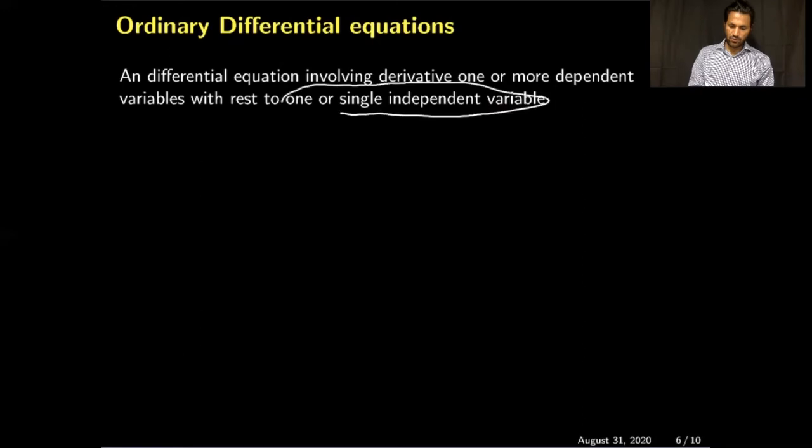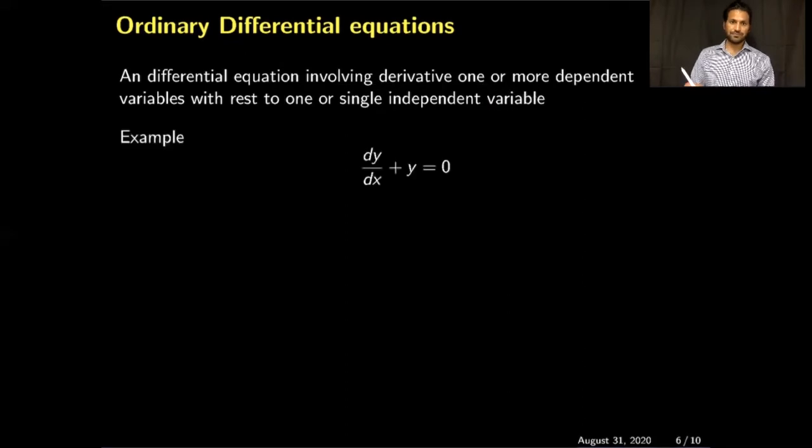It has only one independent variable. So if a differential equation has only one independent variable, that differential equation is known as an ordinary differential equation. For example, this is an ordinary differential equation because all the derivatives are taken with respect to one variable. This differential equation, d square y dx square plus dy dx is equal to 0, is also an ordinary differential equation because all the derivatives are taken with respect to one variable.